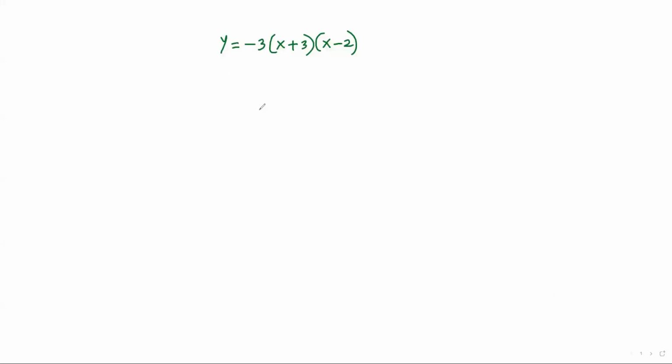Consider the quadratic function given in intercept form: y equals negative 3 times (x plus 3) times (x minus 2). As I told you in the first example, to get the vertex of this quadratic function, first I have to get the x-intercepts. For that, I have to plug in y is equal to 0. When I plug in y is equal to 0, I get negative 3 times (x plus 3) times (x minus 2) equals 0. So the product of the three quantities equals 0. Definitely the first quantity cannot be equal to 0 because it's a constant. Negative 3 can never be equal to 0. So either the second quantity, x plus 3, has to be 0 or the third quantity, x minus 2, has to be 0.